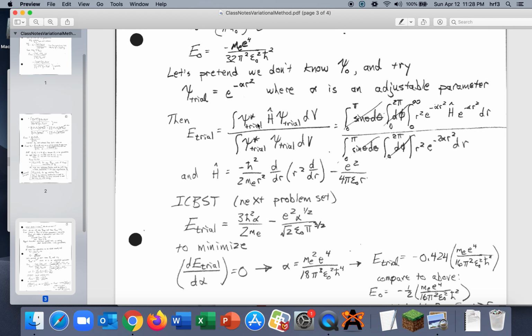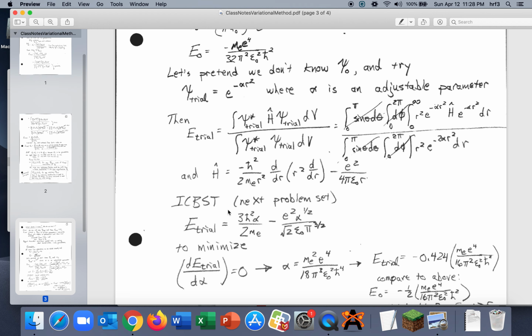We can plug it into our formula. E trial is the integral of psi star trial, h hat, psi trial, dv, over the integral of psi star trial psi trial dv. For dv, we need the volume element for spherical polar coordinates. So we've got sine theta d theta, we've got d phi, we've got r squared dr, and in the middle we've got psi star trial, psi trial. It's not complex as far as we know. We've got the h hat there, we've got the denominator. Okay, we know what the h hat is from our textbook.